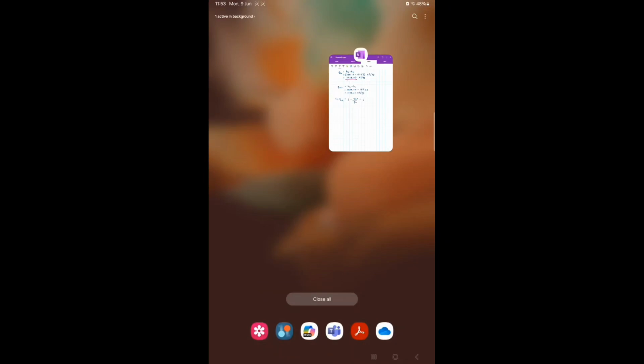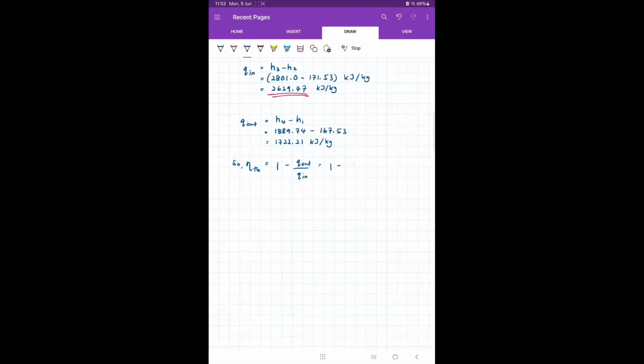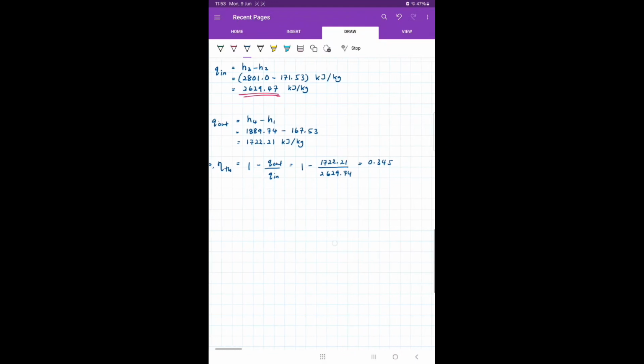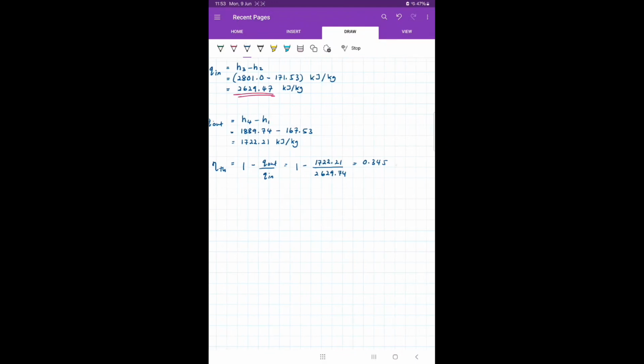So my thermal efficiency for this cycle is 1 minus Q out over Q in. So 1 minus 1722.21 over 2629.74, and this is equals to 0.345. It means that the thermal efficiency of my cycle is about 34.5%. Okay, meaning the simple Rankine cycle that we have here can convert 34.5% of the heat it receives into work, right? Okay.